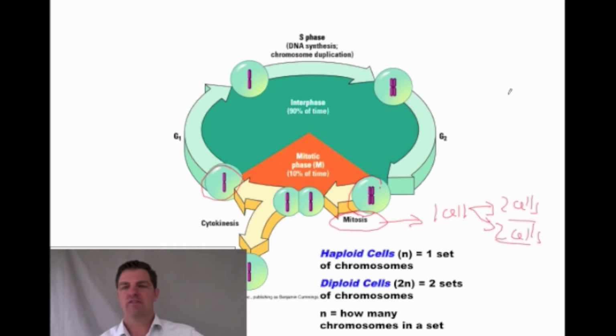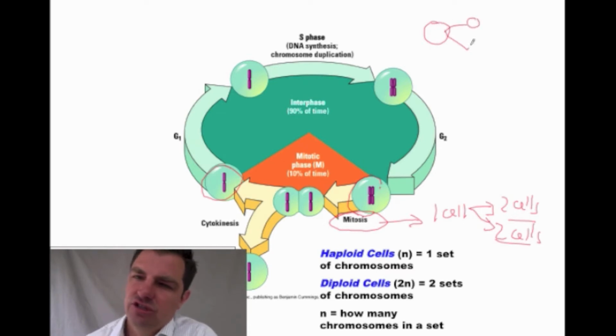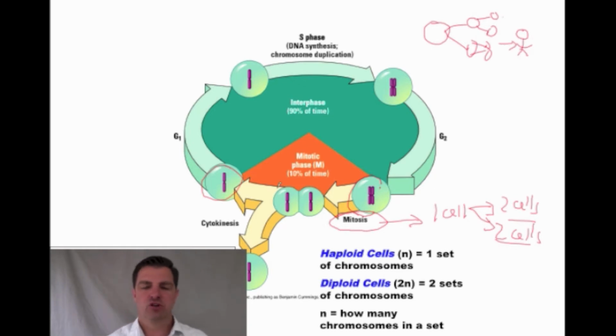So you start off when you're conceived as one cell. And then that one cell becomes two, and then those two cells become four. And that continues on until you become a little person and then you're born. It's a little more complex than that, but that's a good start to it.